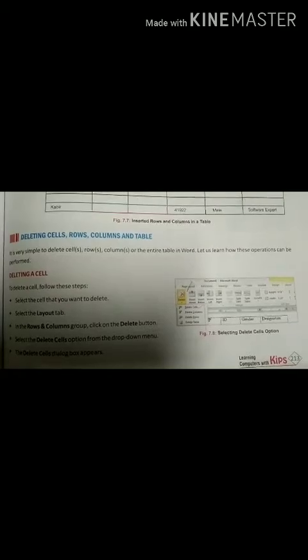Now next one is, if you want to delete the cells, rows, columns, or table, where do you have to click? So there is an option of delete. You can click on this button and then this type of option appears, like delete cell, delete column, delete rows, table, etc. So according to your own wish, you can choose any one of the options for deleting the data or text from your document. So this is the way that you can delete the rows and columns.